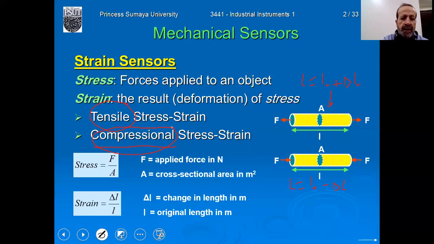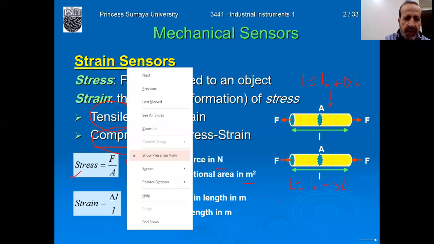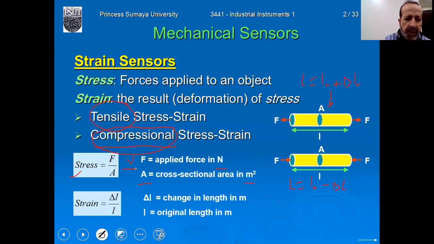So again, this is the stress formula. It is force divided by area. The unit of force is Newton in the SI system. The unit of area is the meter square. So force divided by area means that the unit is Newton divided by meter square.